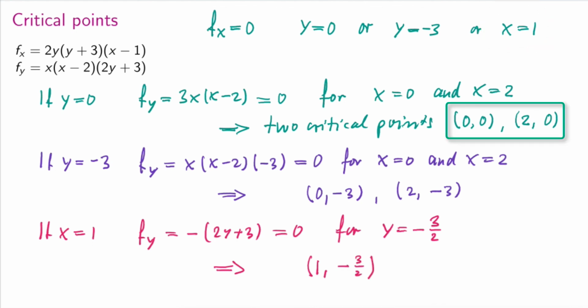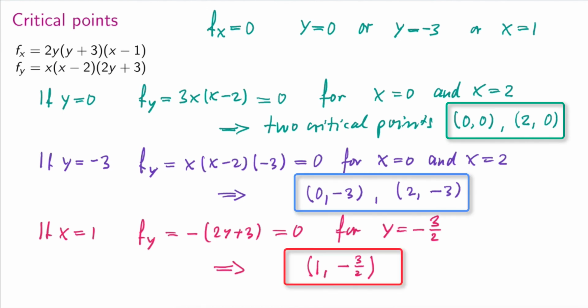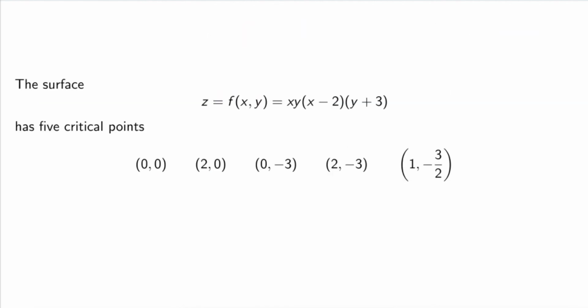Alright, so we find 2 green points, 2 blue points, and 1 red point. So in total we find 5 points, which are critical points, which means they're candidates for being minima or maxima, or maybe not. Maybe they're saddle points. So here I summarize this. The surface has 5 critical points as I just computed.